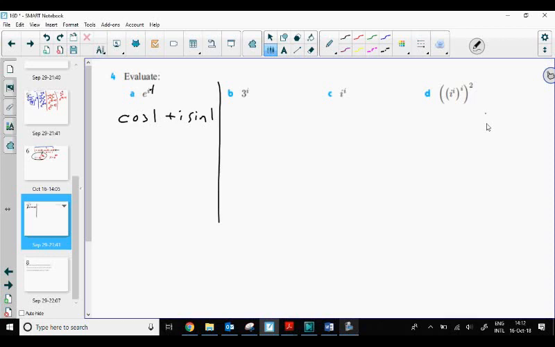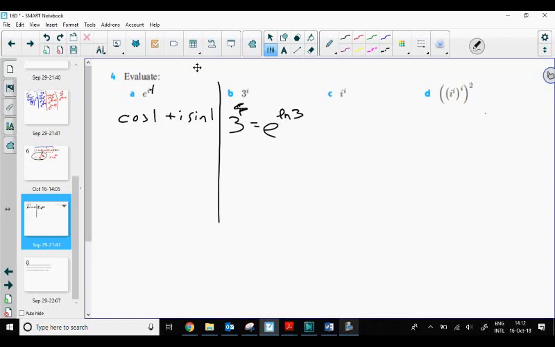The second one is a little bit tricky. How do we deal with 3 to the i? I need that base to be e, otherwise I can't really do much. So let's make the base be e. Forgetting about the i for just a moment, 3 is equal to, using some identities from logarithms, e to the power of ln of 3. Right? Because the e and the ln are going to cancel out.